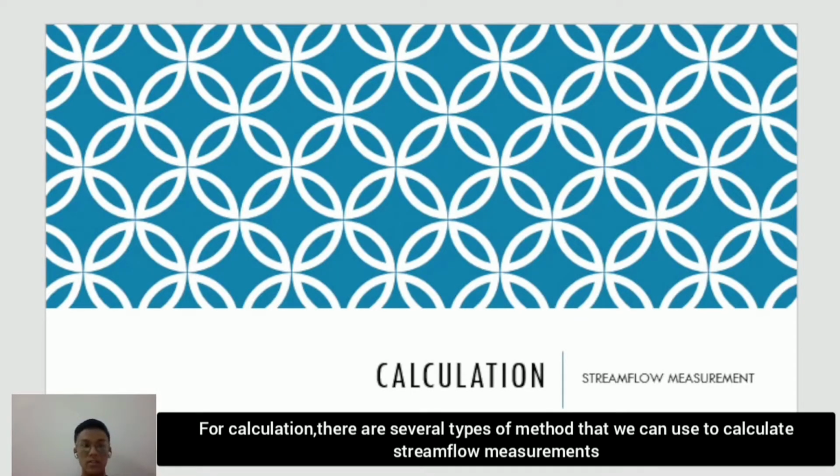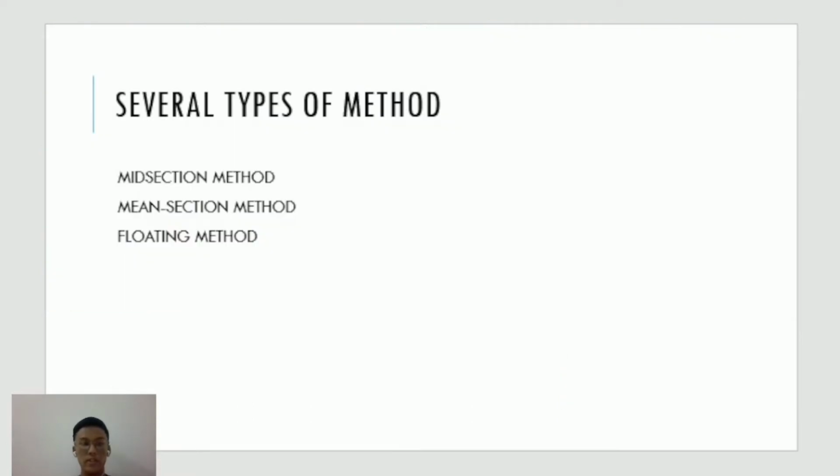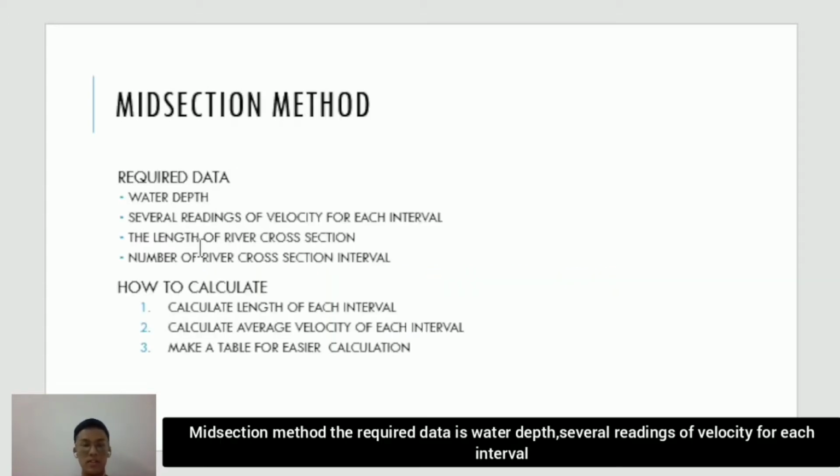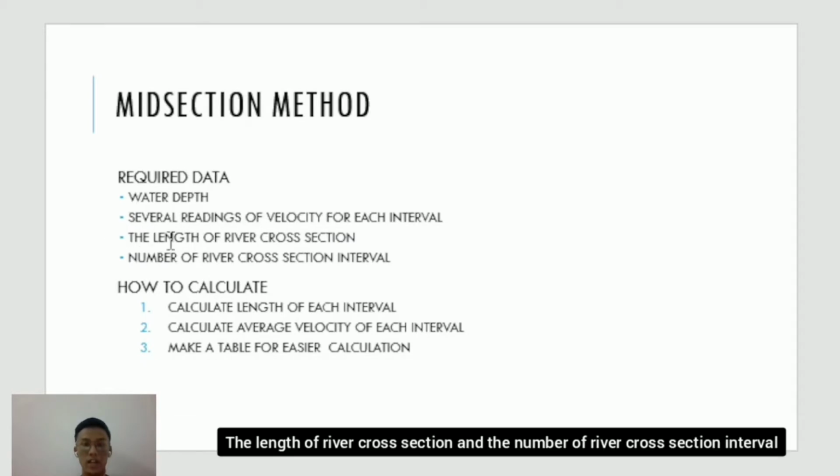For calculation, there are several types of method that we can use to calculate the stream flow measurement. First one is mid-section method, then mean section method, and floating method. Mean section method, the required data is water depth, several readings of velocity for each interval, the length of river cross-section, and the number of river cross-section intervals.